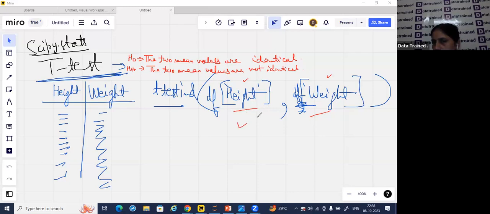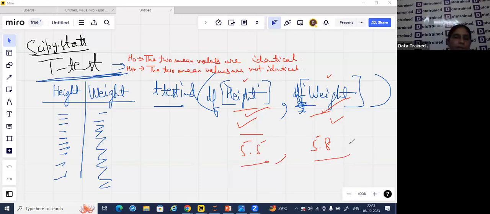Now, when I pass the DF height and the DF weight, internally the t-test calculates the mean for each and starts finding the mean values. Suppose it gives 5.5 and 5.5. If I have 5.5 as the mean value for both, it means they are identical. Or suppose I get 5.8 here and 5.5 here. So 5.5 and 5.8 means the two mean values are still identical.